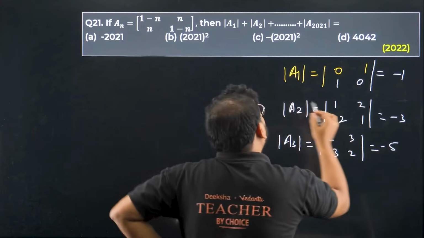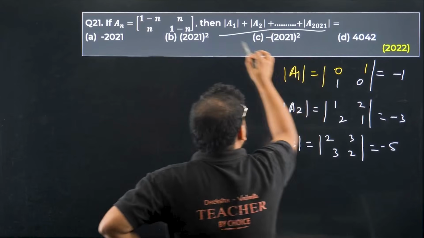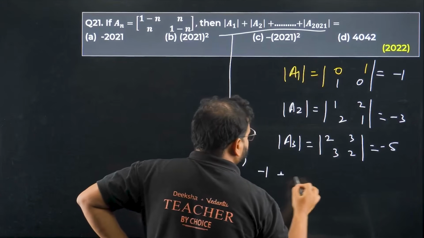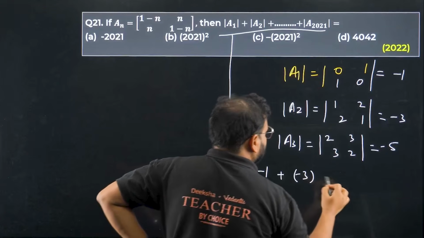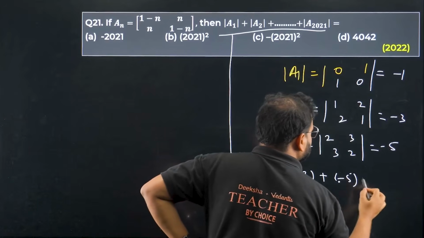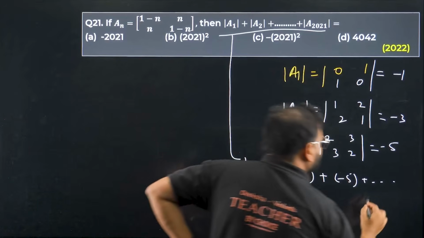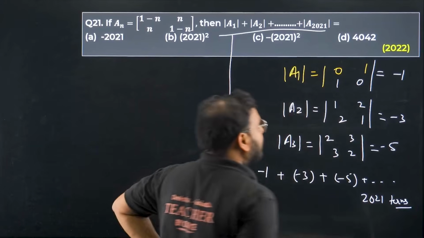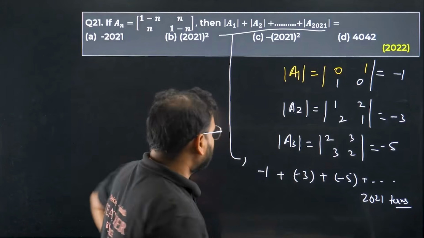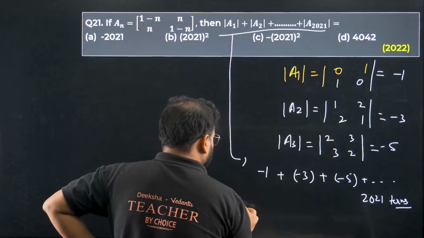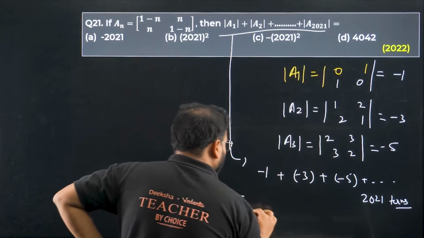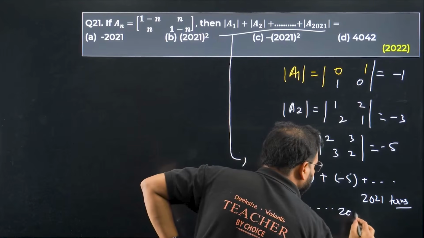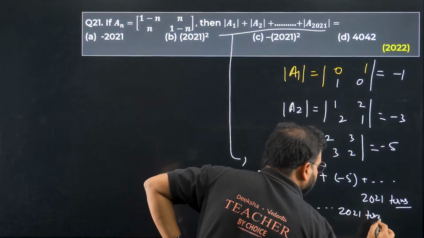So basically the sequence they have given us over here is becoming something like this. Minus 1 plus minus 3 plus minus 5 and so on till how many terms? Till 2021 terms. Let's take the minus sign common. What do I get? 1 plus 3 plus 5 plus so on till 2021 terms.